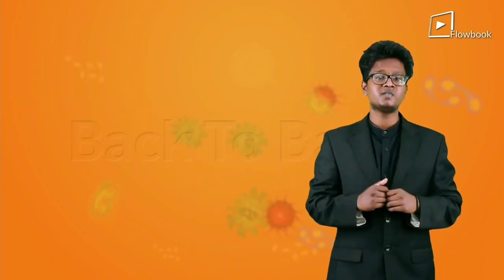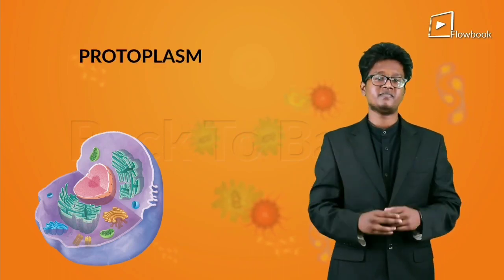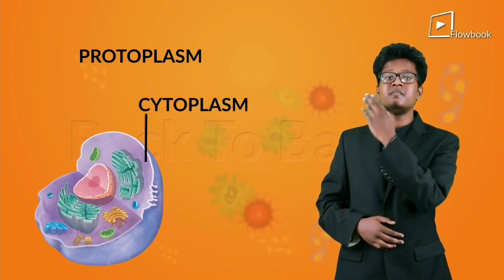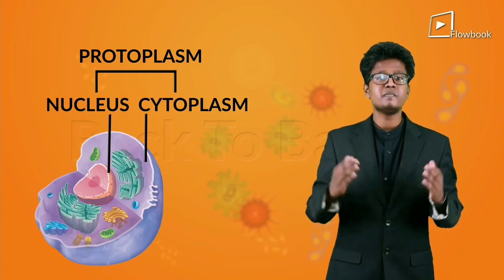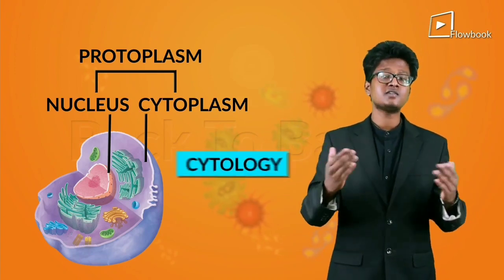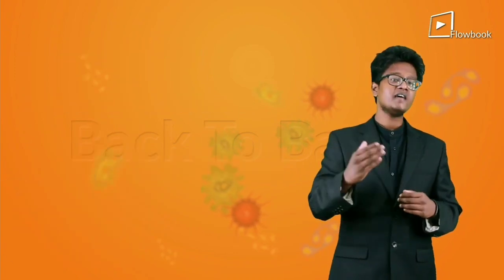What Robert Hooke observed were the walls of dead cells that had once surrounded the living portion. Now this living substance is called the protoplasm. This protoplasm has two portions, cytoplasm and nucleus, and the branch that deals with the study of cells is called cytology. So what have we learned today?